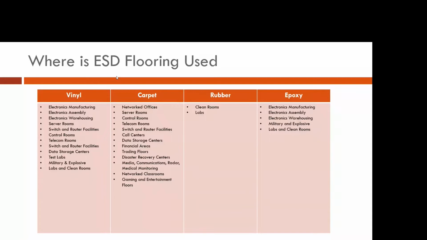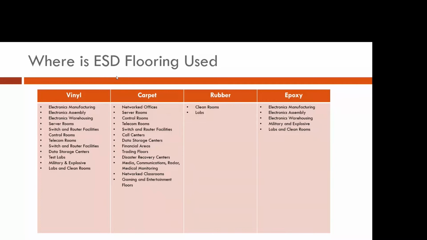In general, you'll predominantly see vinyl and epoxy used in electronics manufacturing and assembly. Carpet is used really in server rooms, control rooms, and telecom rooms, and rubber is predominantly used in clean rooms and labs. Also, vinyl and epoxy are used in clean rooms very often as well.